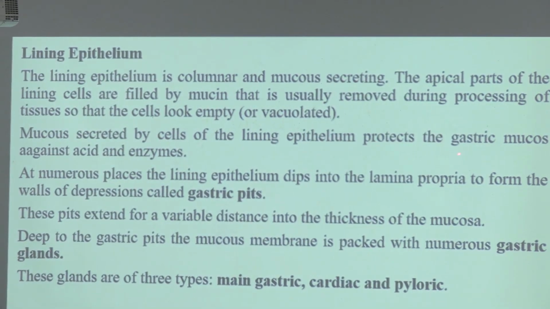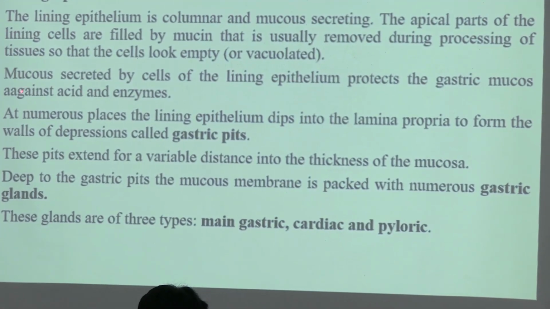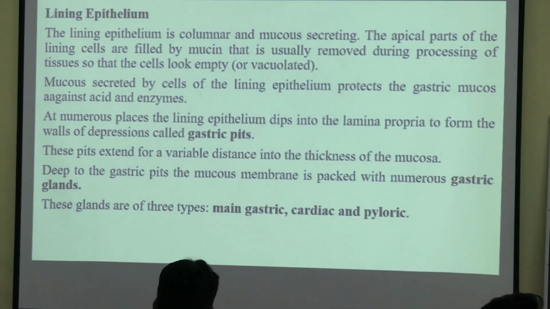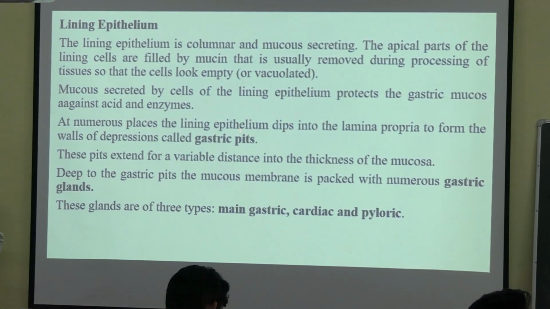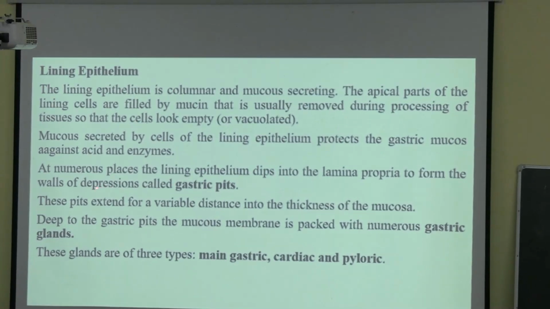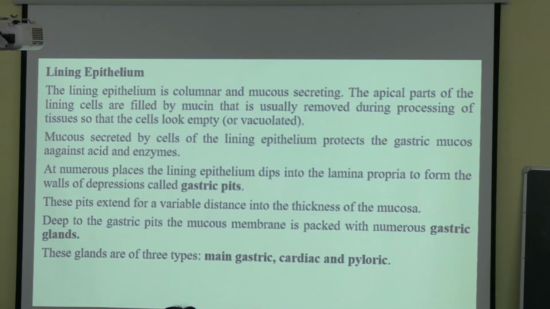Next, mucus secreted by the cells of the lining epithelium. What is the main function? It will protect against the acid and the enzyme. Already we know that. Next, at numerous places the lining epithelium dips into the lamina propria, and these are called gastric pits.